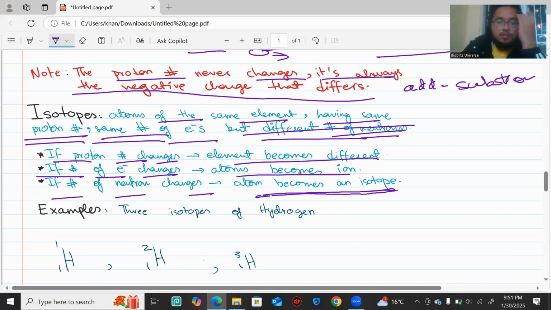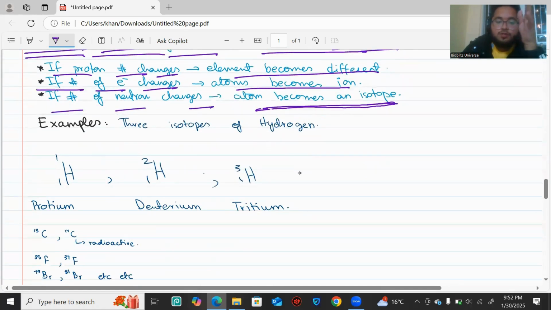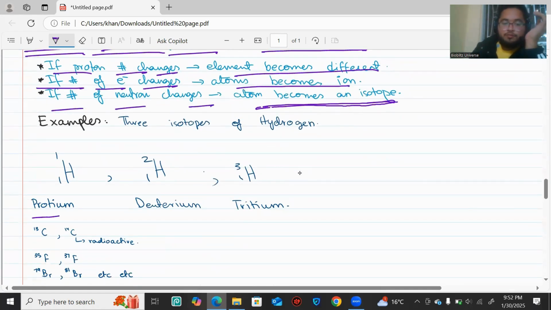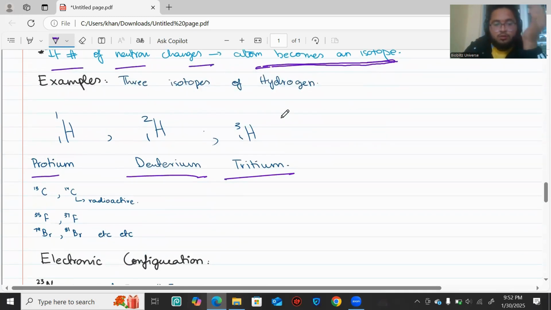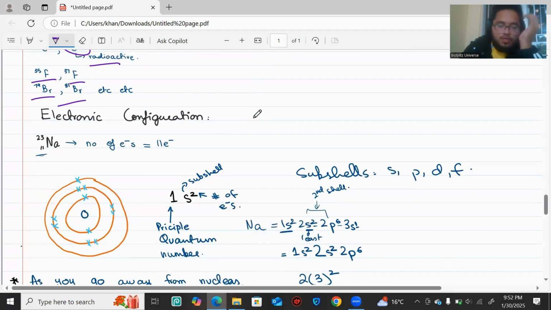So what are some examples of isotopes? There are three isotopes of hydrogen: protium, deuterium, and tritium. And there are also isotopes of carbon, fluorine, bromine, and many more. Carbon-14 is radioactive. Fluorine has also two isotopes. Bromine has two isotopes. Like this, there are isotopes of chlorine also. So there are many isotopes.